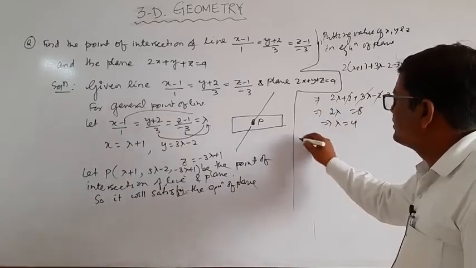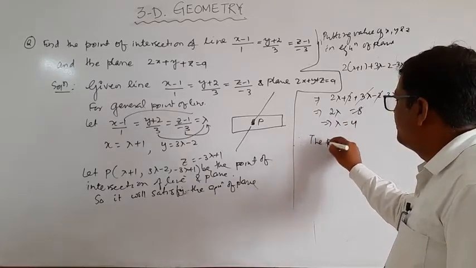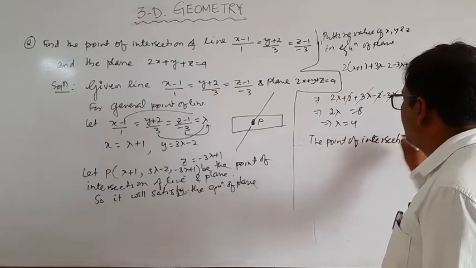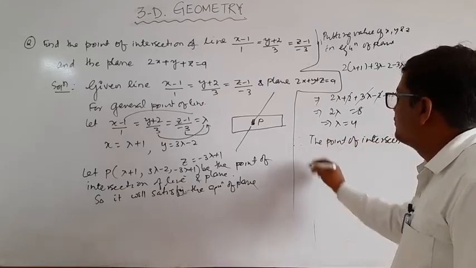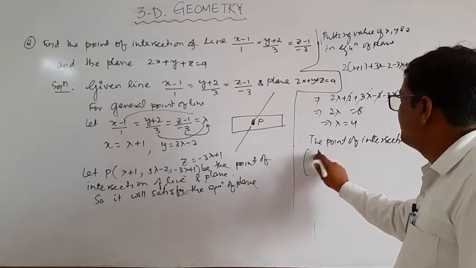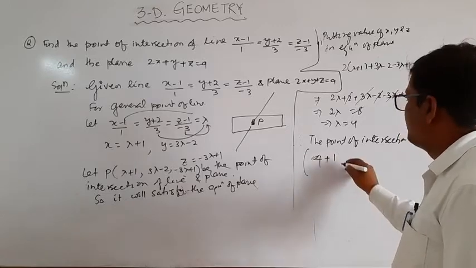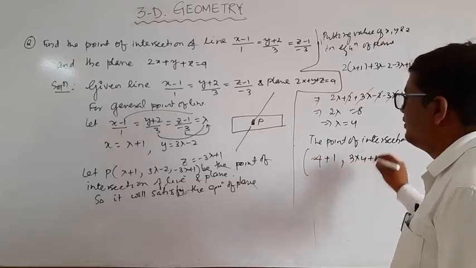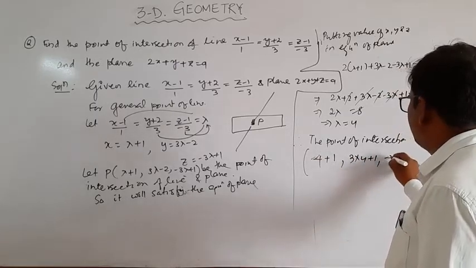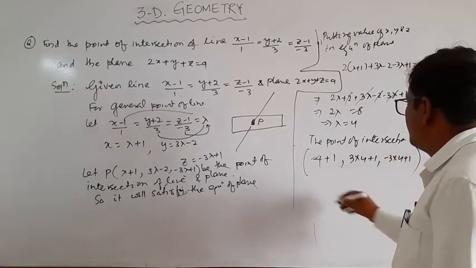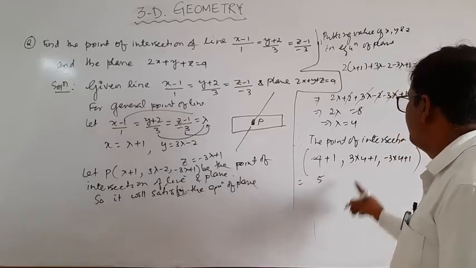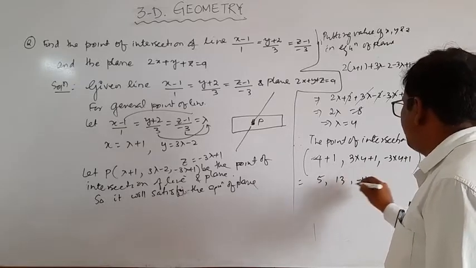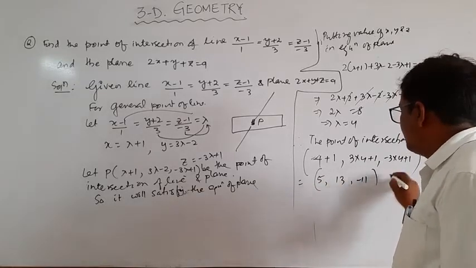Now the point of intersection: x equals lambda plus 1, that is 4 plus 1, and y equals 3 lambda minus 2, and z equals minus 3 lambda plus 1, minus 3 into 4 plus 1. So this is equal to 5, 13, and minus 11 is the point of intersection.